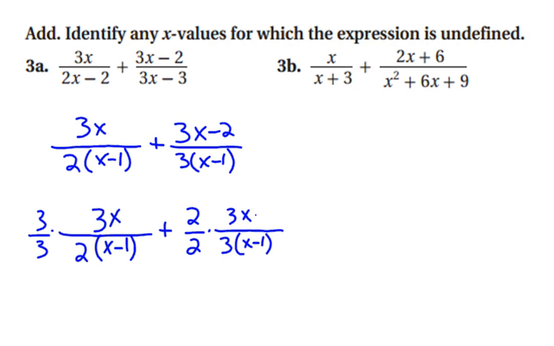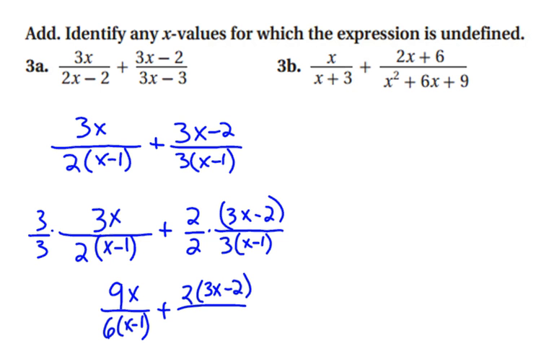And we have a 3x minus 2. When we do that, we end up with 9x over 6 times x minus 1 plus, I'm just going to leave the top like that for now, see what we have to do with it, and then 6 times x minus 1. So we now have a common denominator. Given the common denominator, we do the same thing we did before.